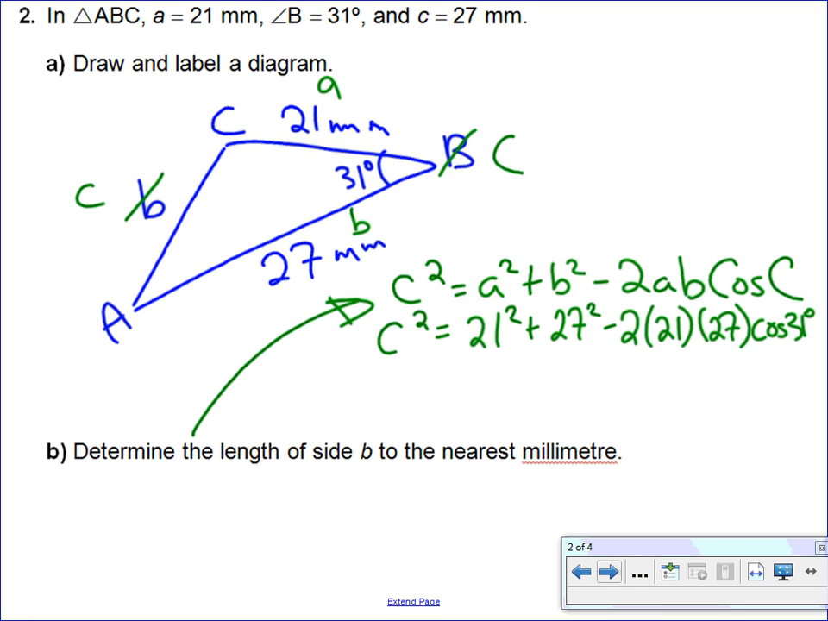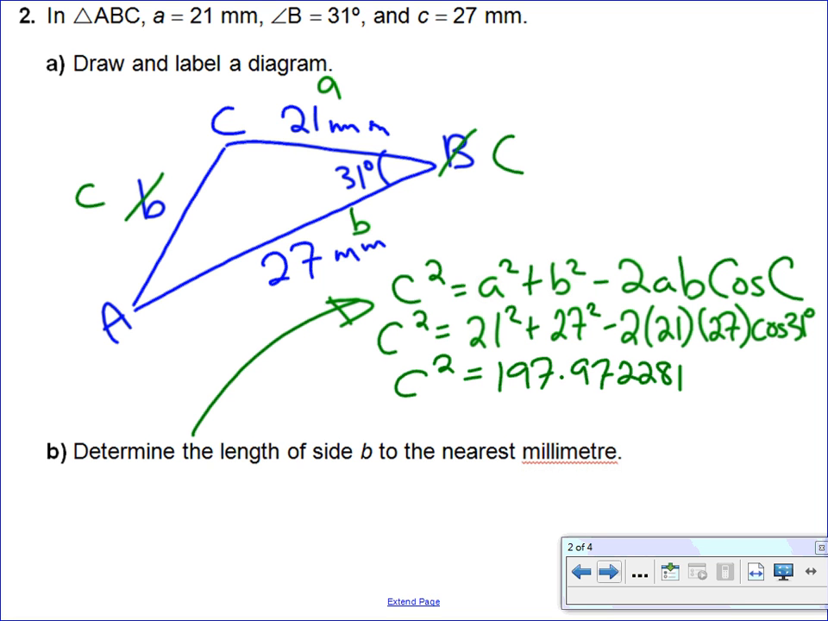Okay, now I let my calculator do it. I go 21 to the exponent 2 plus 27 to the exponent 2 minus 2 bracket 21 bracket 27 bracket cos 31. And I get 197.972281 or whatever, okay? So I get C squared is equal to 197.972281. Again, you don't need to show this.